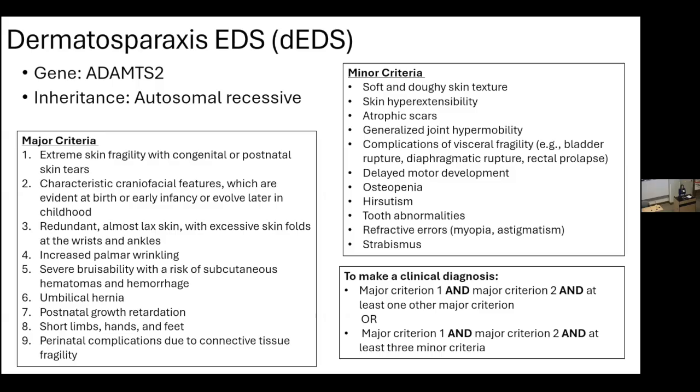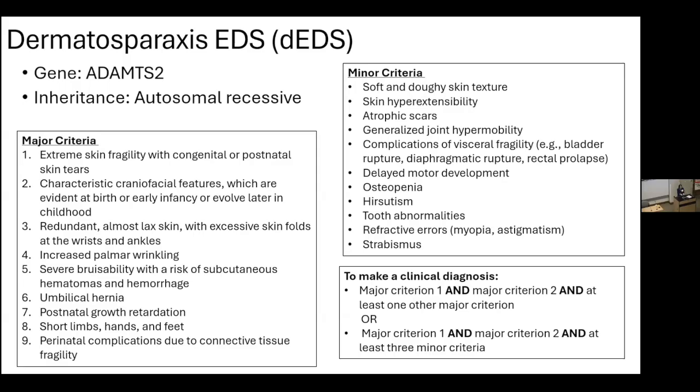There are characteristic craniofacial features, and the skin is redundant. It almost looks like cutis laxa. It has excessive skin folds at the wrists and the ankles. And when you look at the palms, there's excessive wrinkling on the palms. They also have severe bruisability, and sometimes there'll be hematomas that develop under the skin with minimal trauma. You may see umbilical hernias.